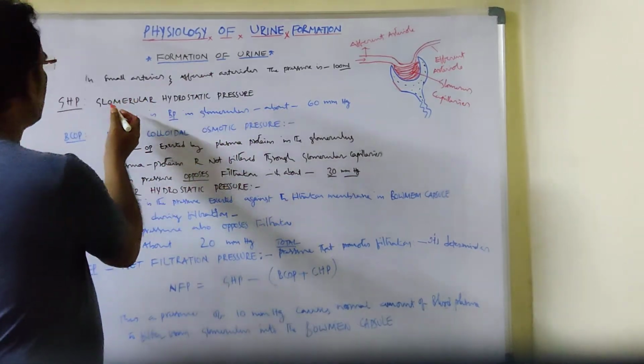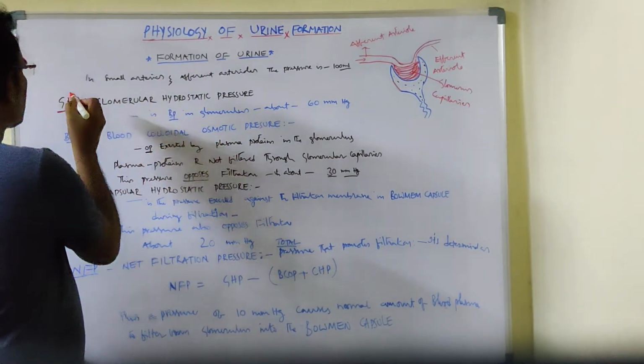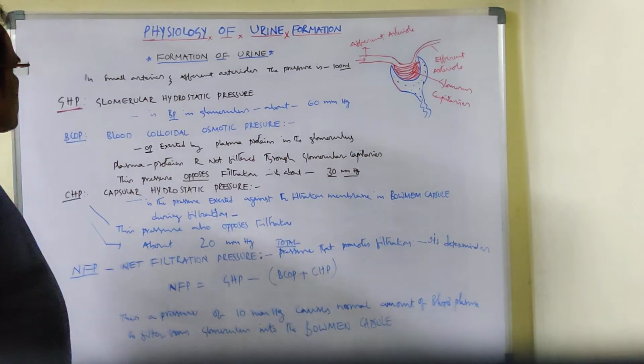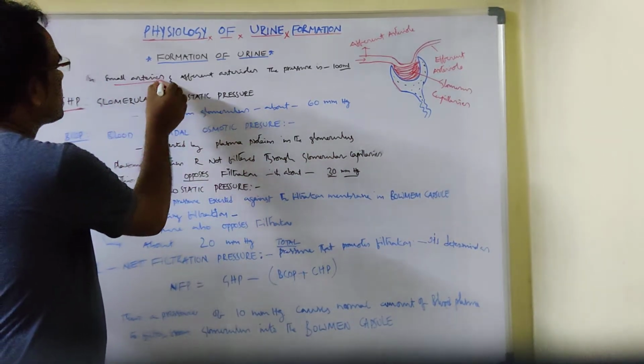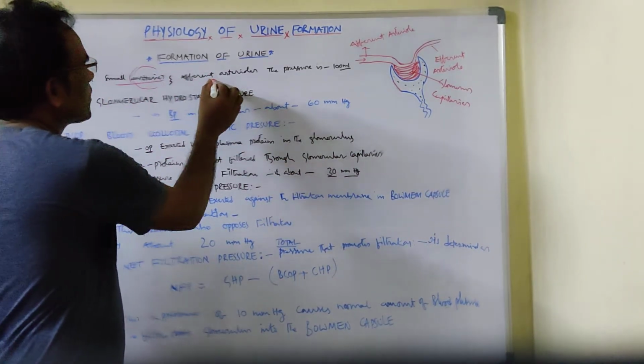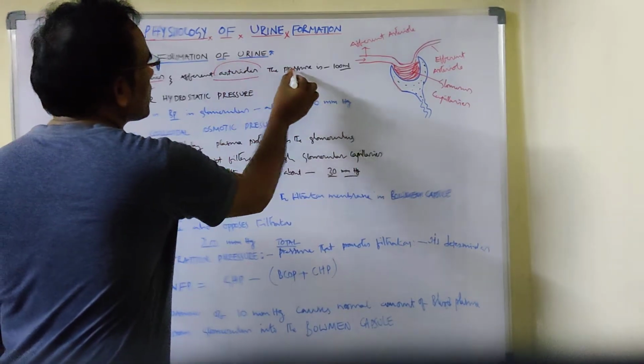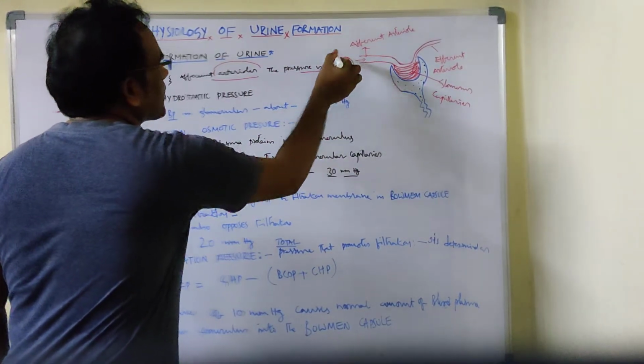The formation here is a continuation of this, in small arteries, different arterioles. The pressure is usually 100 mm of mercury.